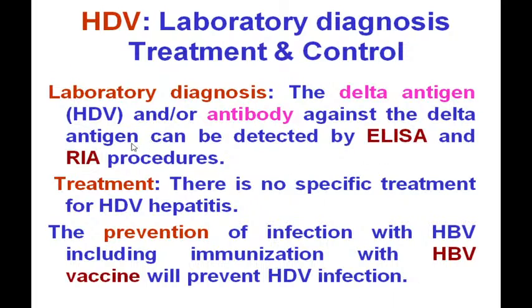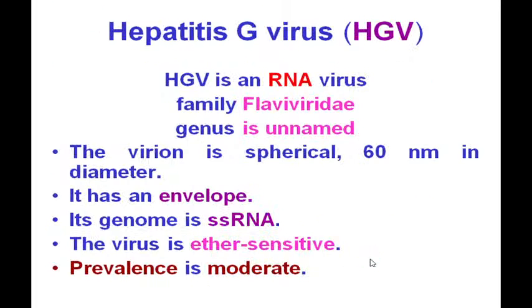The delta antigen can be found by ELISA, or antibody against delta antigen can be detected by ELISA. Radioimmunoassay procedures are not so common right now because it's very difficult to dispose of the waste containing isotopes. That's why they are mainly replaced by ELISA tests. We don't have a specific treatment for hepatitis D virus. And prevention is done using vaccination against hepatitis B.